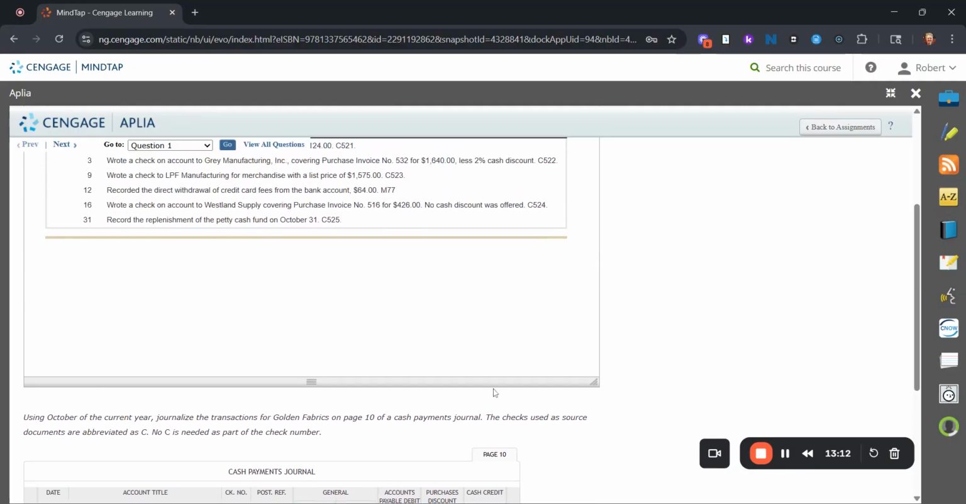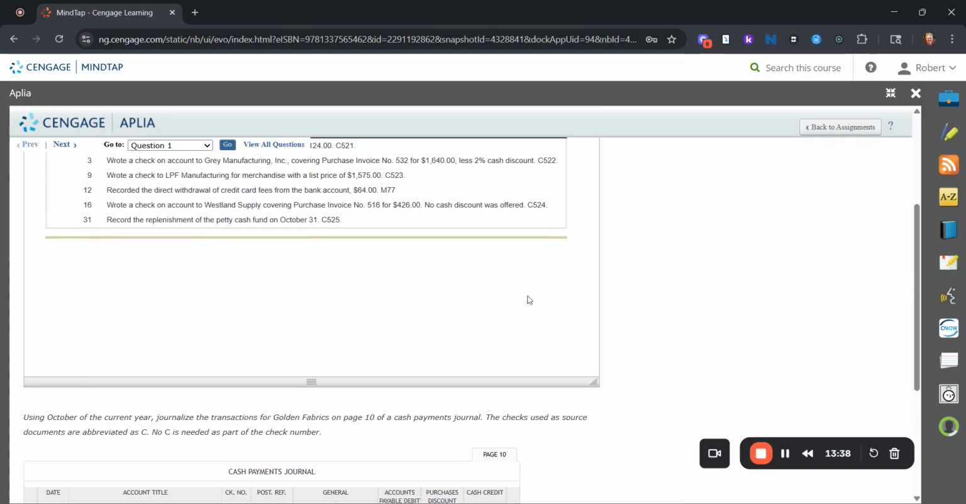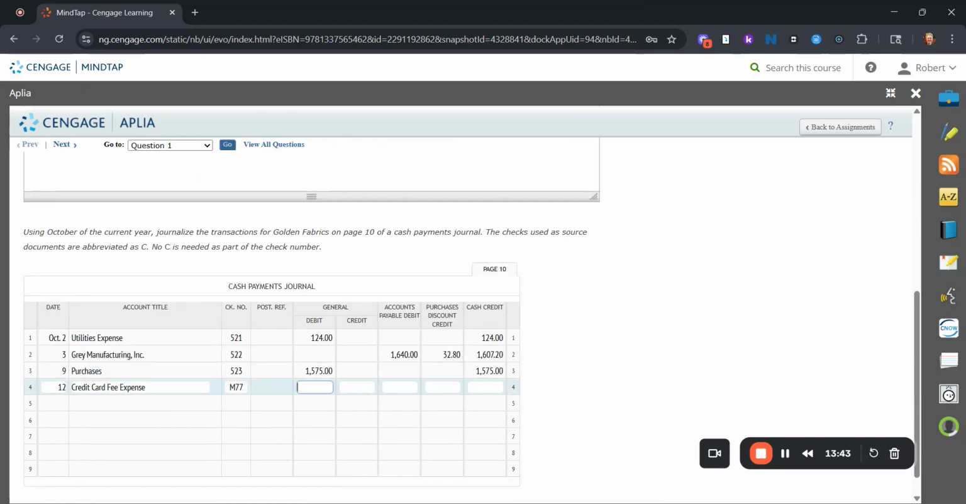No, this wasn't paid for with a check. It was automatically taken out of the account per memo 77. So this time we're going to need that M. So put M77. This is an expense, just like the utilities expense, so it's going to go as a debit entry. It's $64. So 64, and taken out of the checking account, a decrease, it's a cash credit entry of $64.